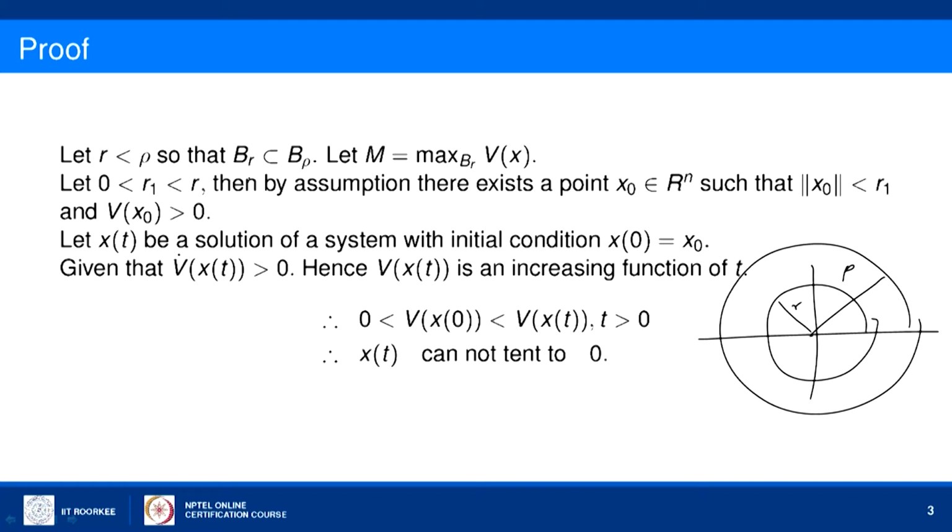So, we select another number r1 strictly less than r and take a point x naught in the ball of radius r1, smaller radius r1, as an initial condition. So, for this initial condition x naught, x of t is a solution of the problem. There exists a unique solution for every initial condition. So, x of t is a solution and it is given that V dot is a positive definite function, is greater than 0.